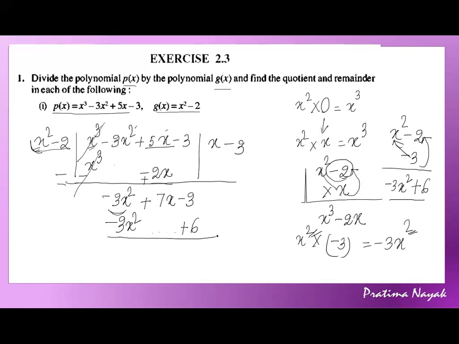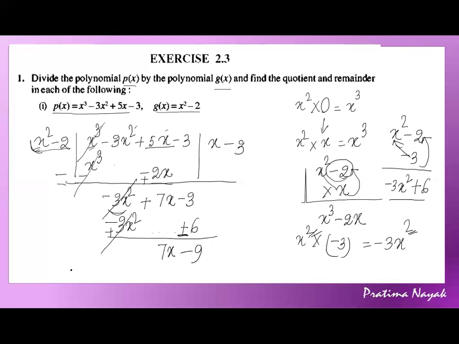Now again, subtraction. So how to subtract? This will become positive, this will become negative. So what will be your remainder now? Minus 3x square will be cancelled. Plus 7x will remain. Then minus 3 minus 6, it will be minus 9. Now what should be done next?